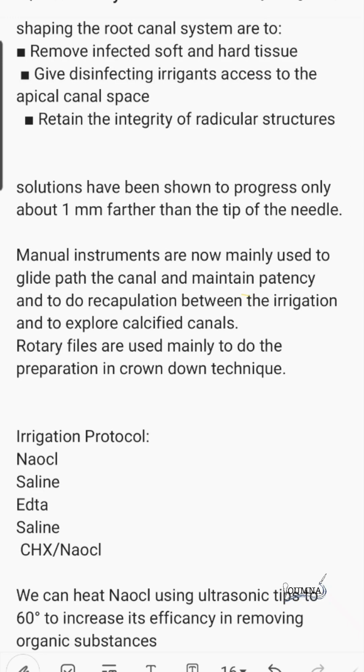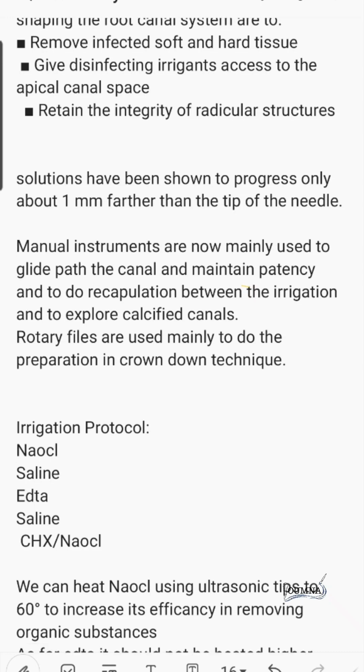Solutions have been shown to progress only about 1 millimeter farther than the tip of the needle, so the needle must be inserted as far as possible in the tooth, reaching the apical area. Manual instruments are now mainly used to glide path the canal and maintain patency, to do recapitulation between the irrigation, and to explore calcified canals. As for rotary files, they are used mainly to do the preparation in crown-down technique.